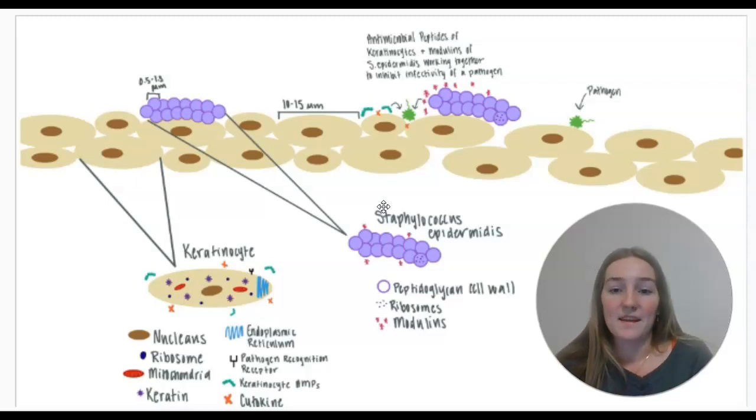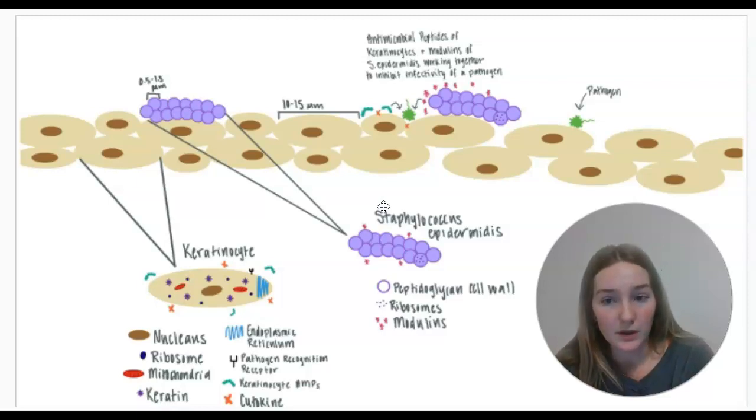So this commensal bacteria is super important in this response. It's really going to be the first one to recognize a pathogen and then alert the human eukaryotic cells to this issue so that they can then take care of the issue and ensure that no further damage is going to be encountered.